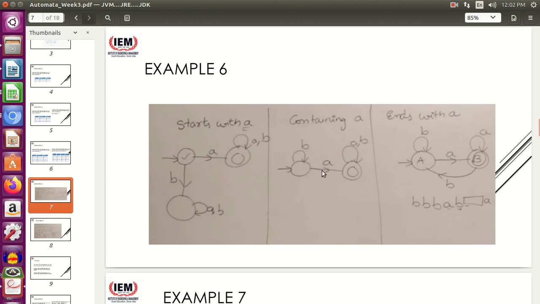Similarly, if it says containing A, it means it should have an A. Wherever it may be, it should have an A. So it can start with anything, it can end with anything, but in between there should be an A. At least it should have one A. So that is the thing we have done. This is our starting state. For B, we have given a self loop, because B can be anywhere. It can start with B or end with B. We do not have an issue with that.